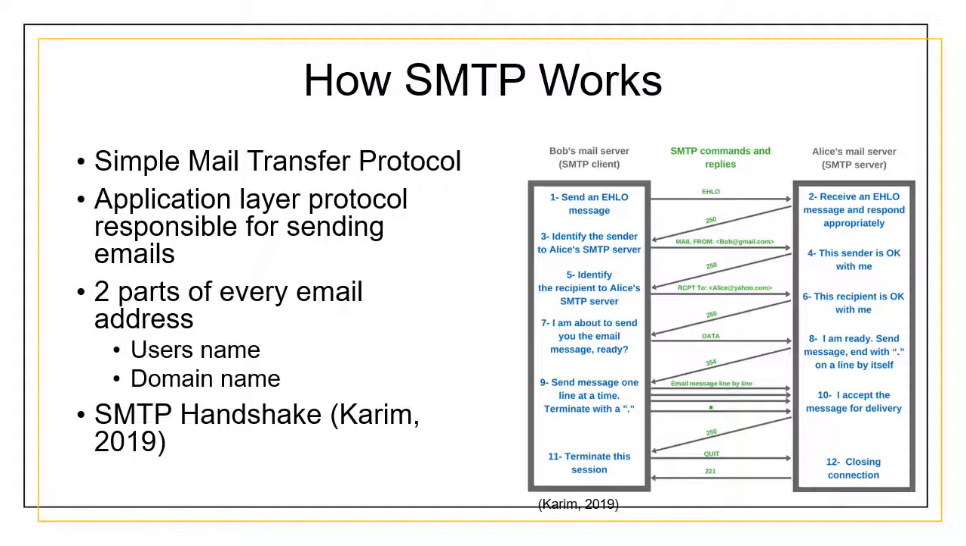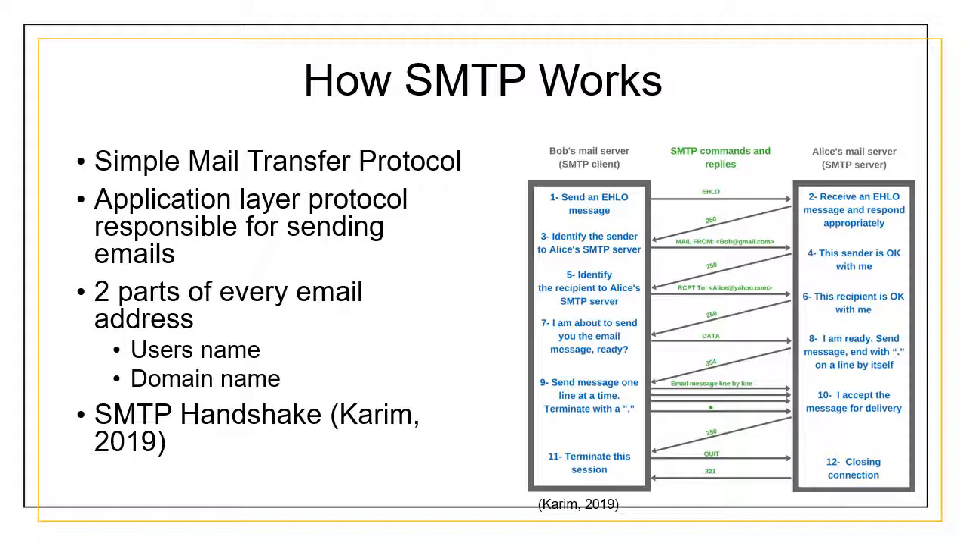In this example, Bob is again trying to send an email to Alice. Bob will send the message to his mail server, who is also the SMTP client in this situation. Bob's mail server will establish a connection over TCP/IP with Alice's mail server. Alice's mail server will return a 220 code to the client. This is when the handshake begins.